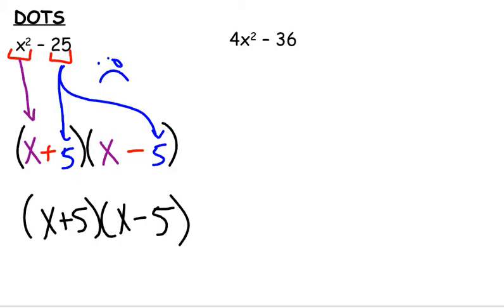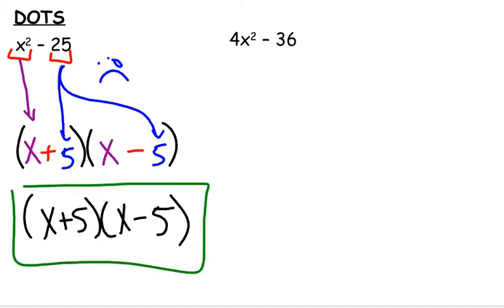And if you foiled it really quick in your head, first times first is x squared. Outer times outer is a negative 5x. Inner times inner is a positive 5x. So those cancel, and that leaves me then with my minus 25. That's what we have to do. It's not just a plain old x minus 5.